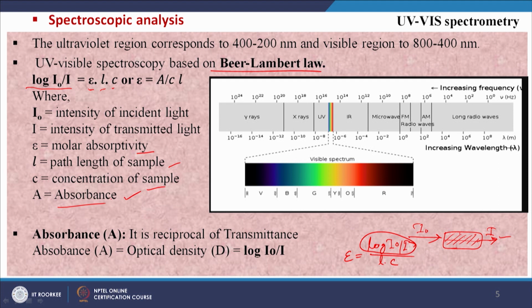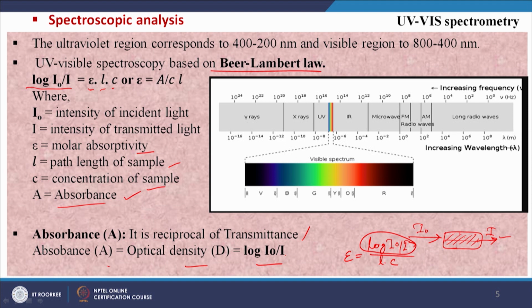Absorbance is also the logarithm of the reciprocal of the transmittance. So, we will see it in terms of the reciprocal of the transmission. Okay, so absorbance A is the optical density, log I0 by I.